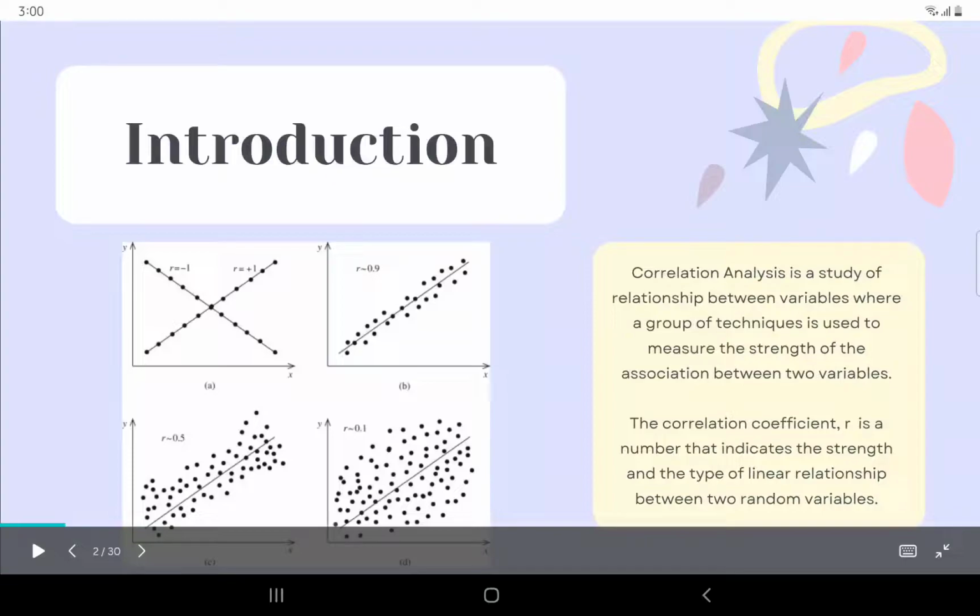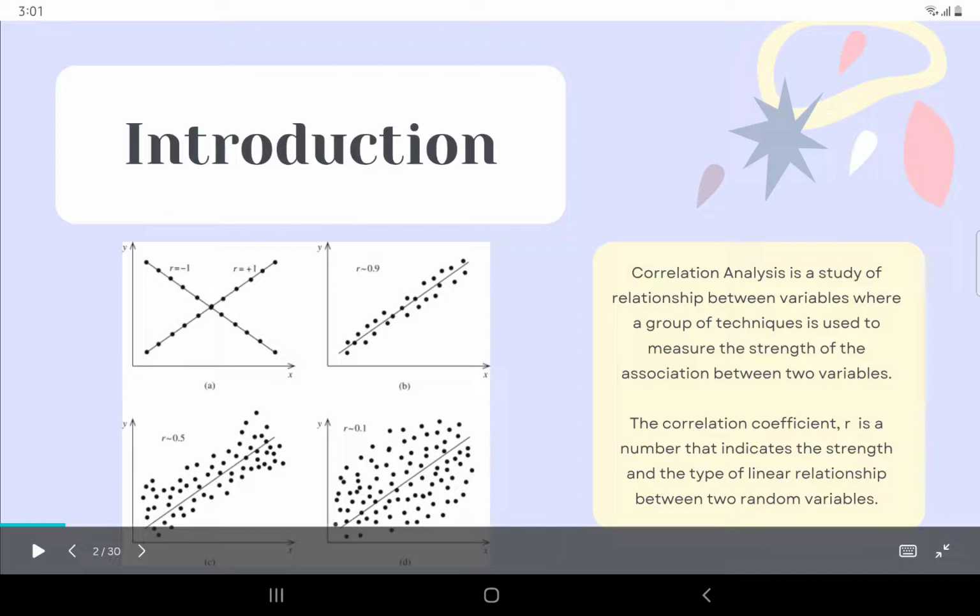Okay, what is correlation analysis? Okay, correlation analysis is a study of relationship between variables where a group of techniques is used to measure the strength of the association between two variables. Okay, meaning that we have two variables. A change in one variable might cause another variable to change. Okay, satu variable change and then dia akan menyebabkan variable yang kedua akan change jugalah.